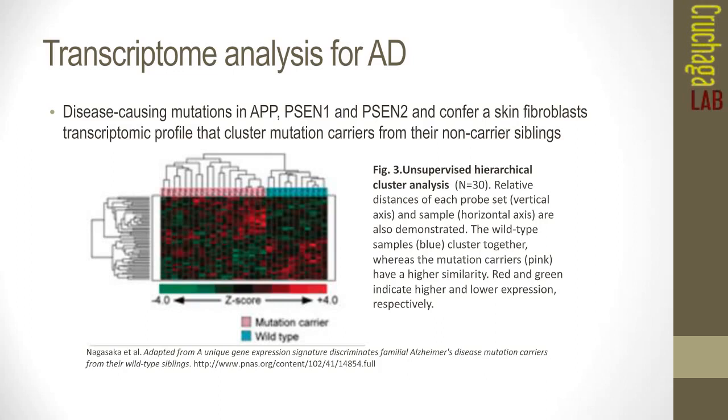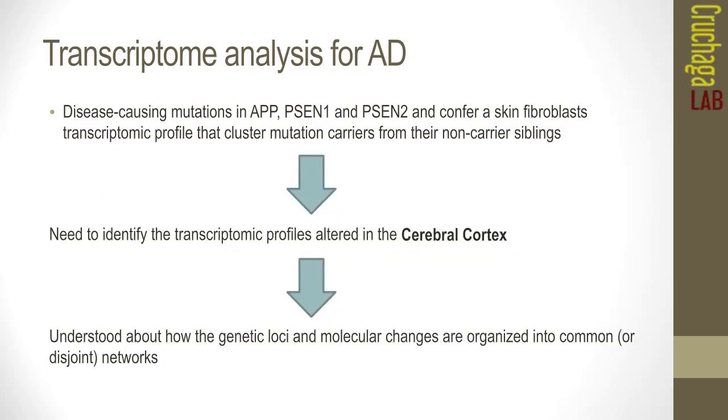Even in doing the transcriptomics of skin fibroblasts, we can see that mutation carriers of APP, PS1, and PS2 variants are clustered by the transcriptome measured in the skin fibroblasts, apart from the first-degree relatives. So this indicates that this coding variant has an overall effect on the transcriptome, measured here in the skin fibroblasts. So we are interested to see what happens in the transcriptome in the cerebral cortex, which is the region of the brain affected by AD.